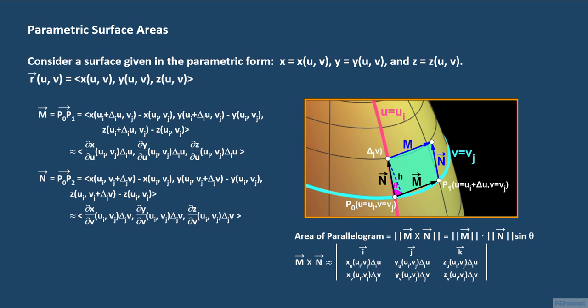Writing this out in terms of the vector function r of u, v, the cross product of the vectors m and n is approximated by the vector r sub u, that is, the vector function r differentiated with respect to u, crossed with r sub v, or the partial derivative of r with respect to v. And then we factor out delta sub i u and delta sub j v.